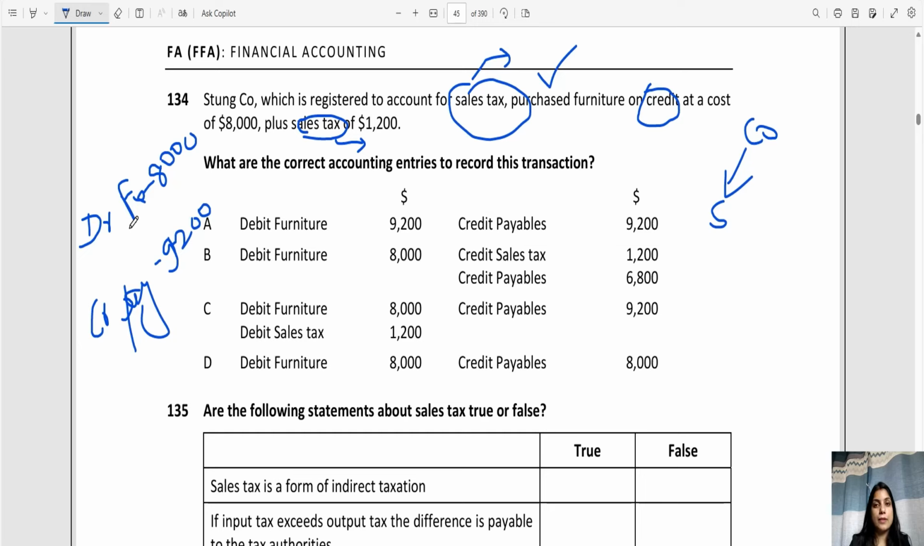So if it is payable to HMRC, we credit. Now we will receive from HMRC, that's why we will debit. So debit sales tax, and the amount will be 1,200. I hope this is clear now.